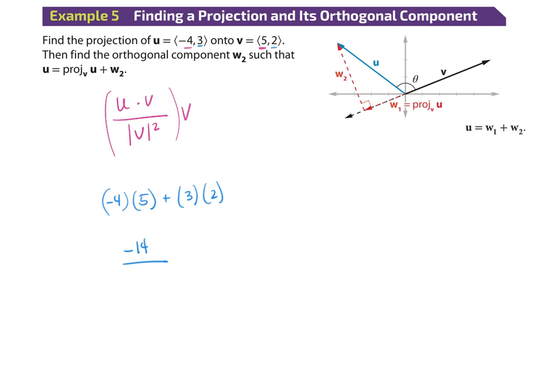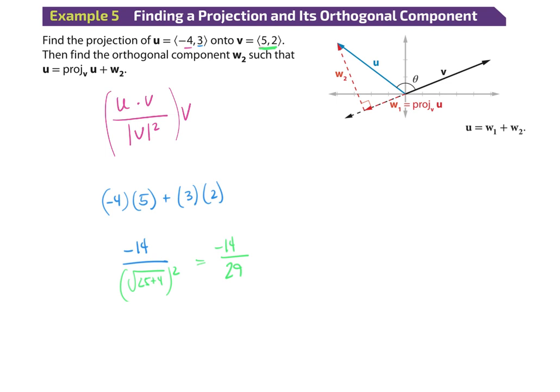Over the magnitude squared. Well, the magnitude is going to be a square root, so that's nice. So we're going to do the magnitude of this guy right here, which is the 25 plus 4, but then we're going to square it. So that ends up being -14 over 29. Squaring the square root just got rid of the root. So you don't have to worry about taking the root. It's just going to go away when you actually square it.